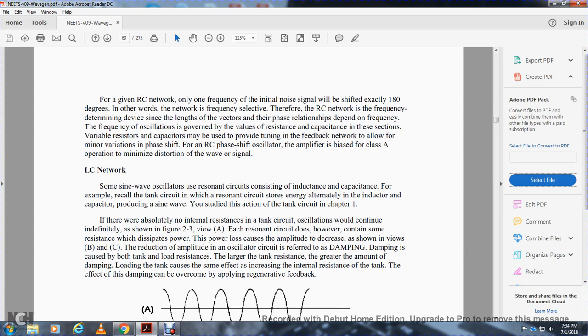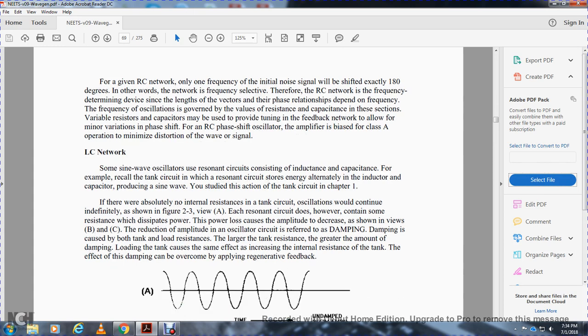Variable resistor capacitors may be used for tuning the feedback network to allow for minor variation in phase shift of the resistor-capacitor phase oscillator. The amplifier is based on Class A operation for minimum distortion of the wave and signal.